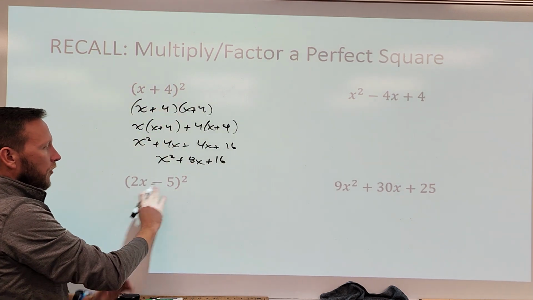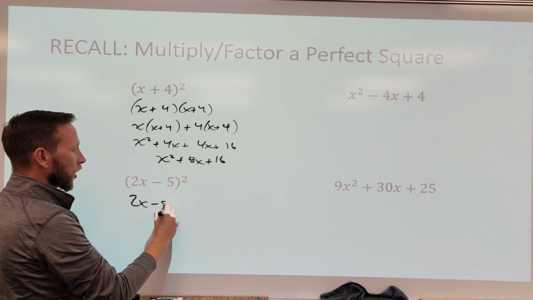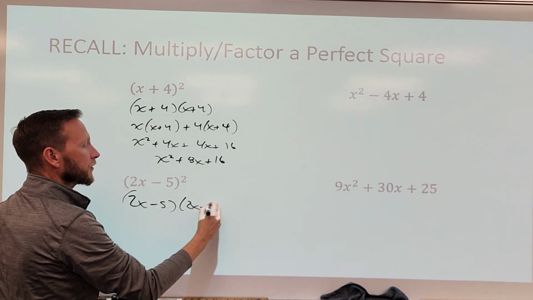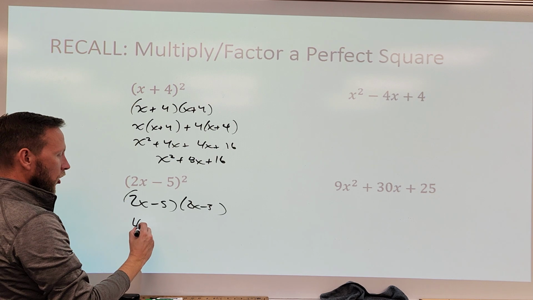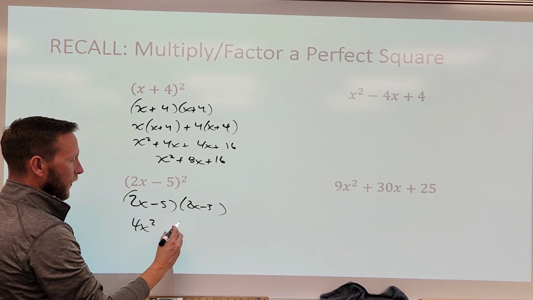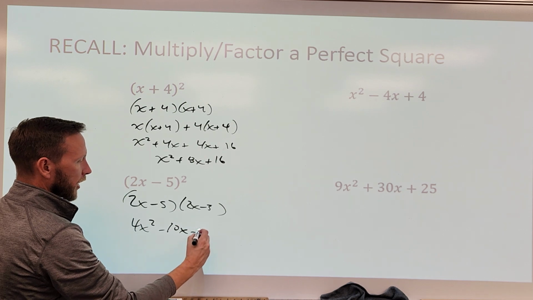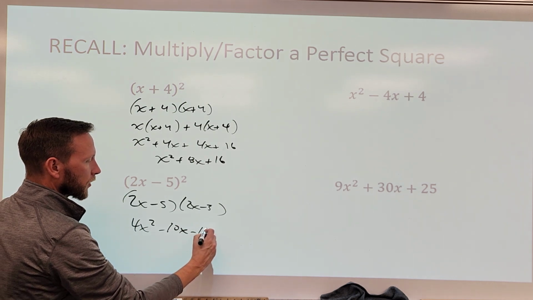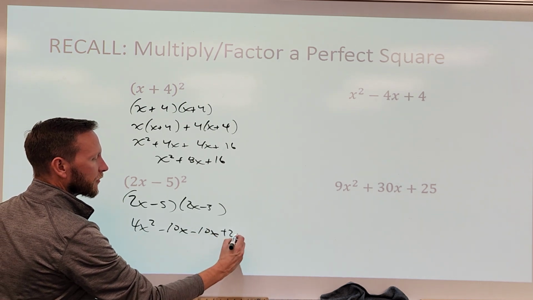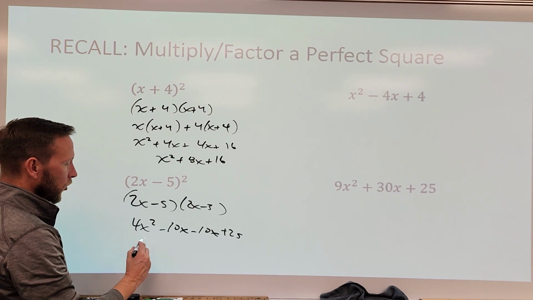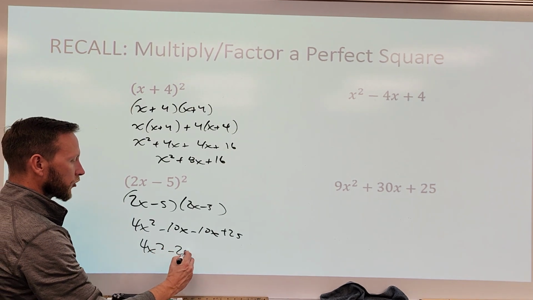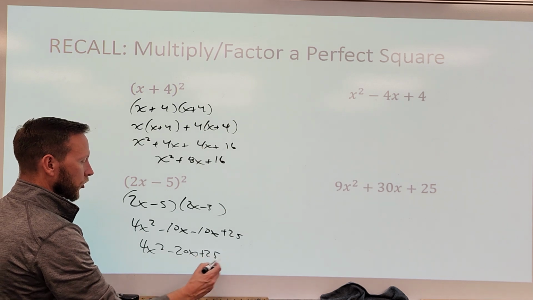Here we have 2x minus 5 squared. That's going to give us 2x minus 5 and 2x minus 5. When we do that multiplication, we get 2x times 2x. We get 2x times negative 5. We get negative 5 times 2x, and then we get negative 5 times negative 5 makes a positive 25. And so here we end up with 4x squared minus 20x plus 25.